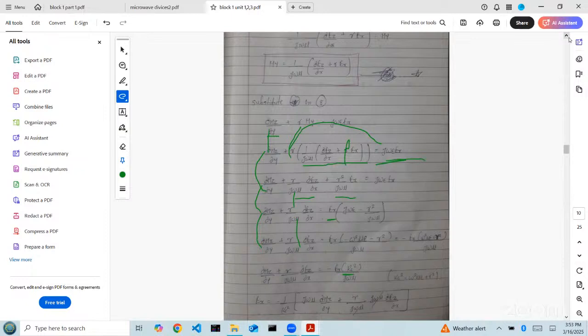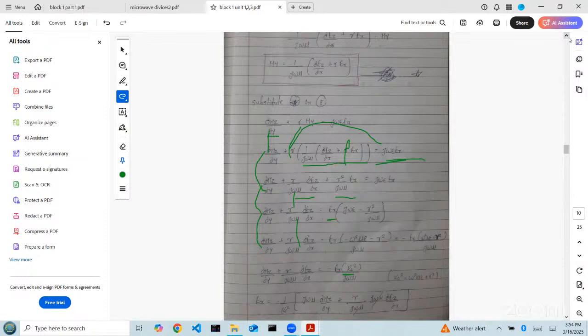Next, del cross E equals minus dou B by dou t. In place of dou by dou t, we take minus j omega. Here it was plus j omega, there it is minus j omega. In place of B, we substituted mu H. Again, writing del cross E with i, j, k, dou by dou x, dou by dou y, dou by dou z, Hx, Hy, Hz, and comparing the ith, jth, and kth terms, we got equation 3.5.